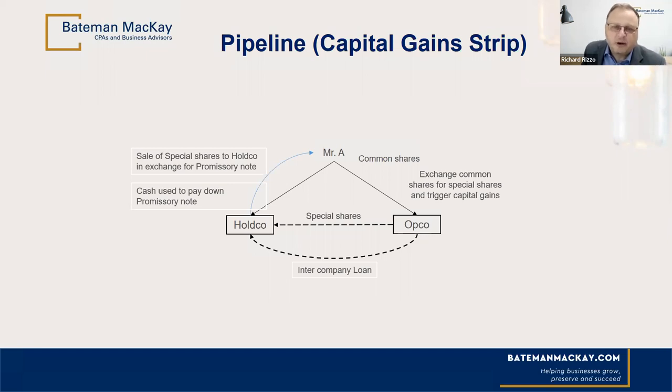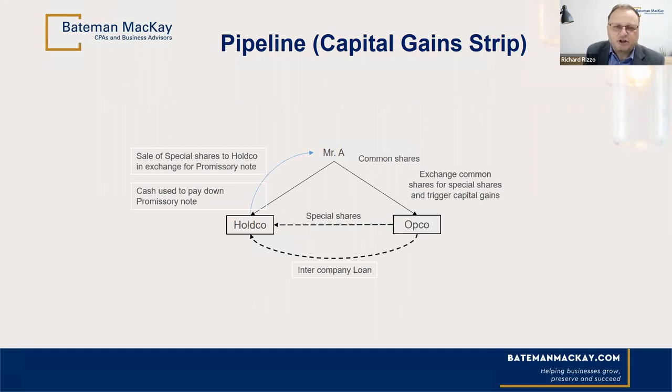So 3 years in, when we want to collapse the structure, there's two ways to do it. We can either just amalgamate Opco and Holdco and they just become one company. So the special shares are canceled. And obviously on amalgamation, the intercompany loan is gone. Alternatively, if some clients say, no, I want to keep the Holdco, maybe for future use, in that case, what we would do is redeem the special shares.